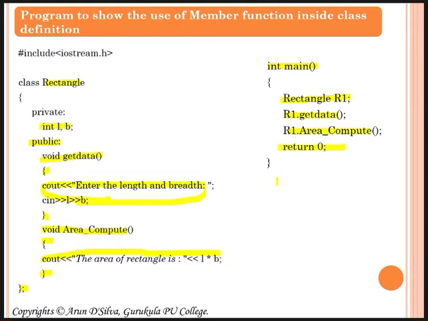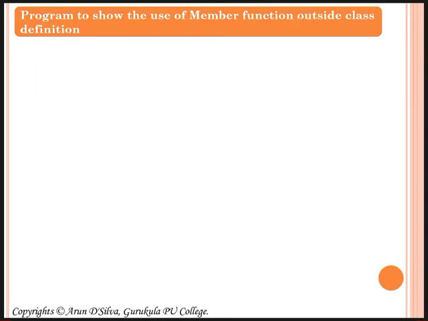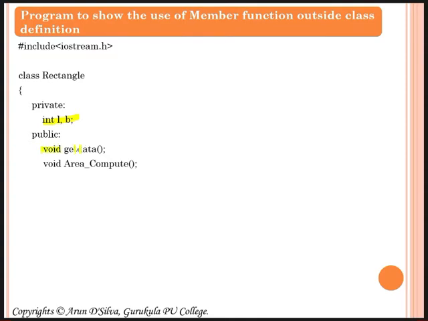So let me show you the use of member function outside class definition. To make it more clear, I'll use this same example so that you will get a clear idea. Now see here, I have created class rectangle, and in the private section I have used variables L as well as B. In the public section I have created functions. Now this is a prototype I have specified inside the class, followed by a semicolon, so keep it in your mind.